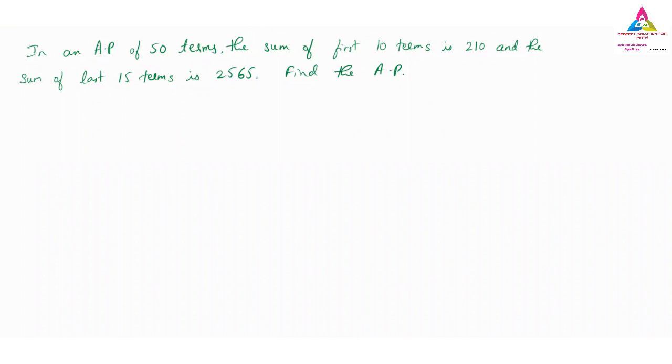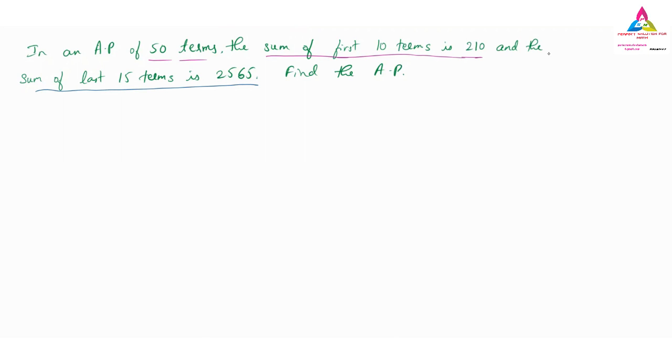Okay, in this question, if you see it clearly, we have lots of things. So what are those things? Just watch. Here they have given that there are 50 terms in total, and out of these 50 terms, very importantly, they have given the sum of the first 10 terms, which is 210. Also they have given the sum of the last 15 terms. So these are the two things you have to remember.